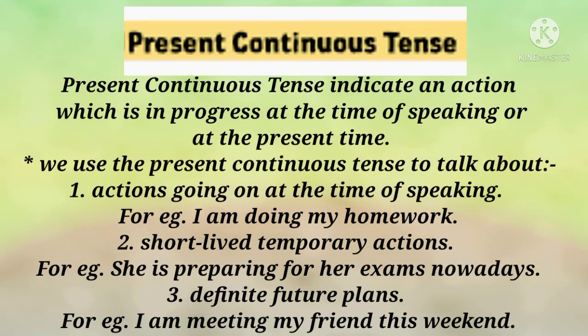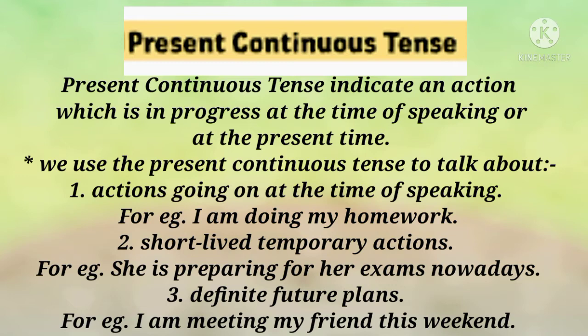Children, present continuous tense indicates an action which is in progress at the time of speaking or at the present time. We use the present continuous tense to talk about actions going on at the time of speaking. For example, I am doing my work. So, I am still doing my work.